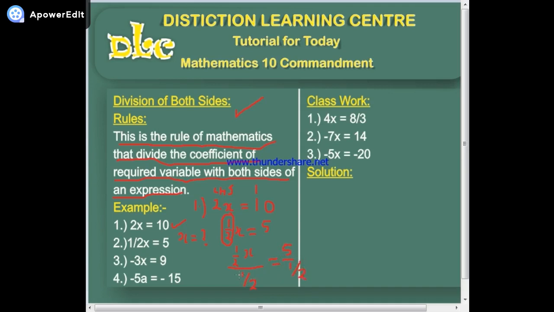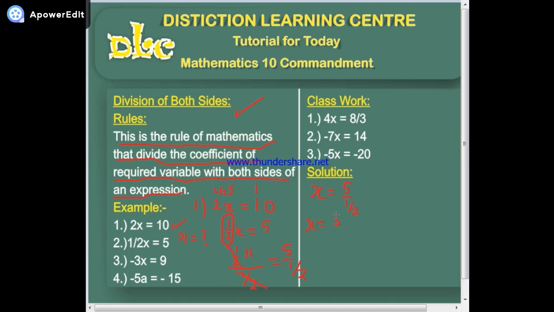So that means this 1 over 2, we cancel this 1 over 2. So what will now remain? x will remain equal to 5 over 1 over 2. If you look at this expression, it is not easy to simplify 5 over 1 over 2 like this. So it's better you convert it to divide.